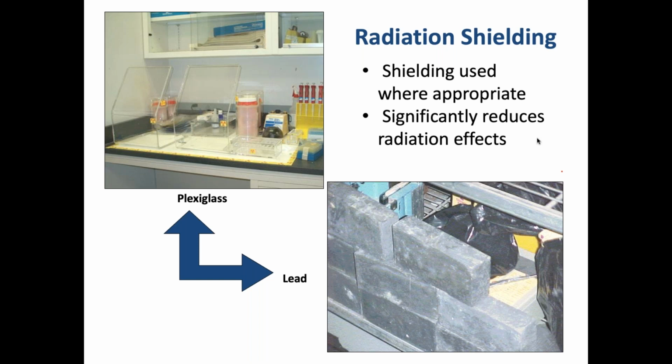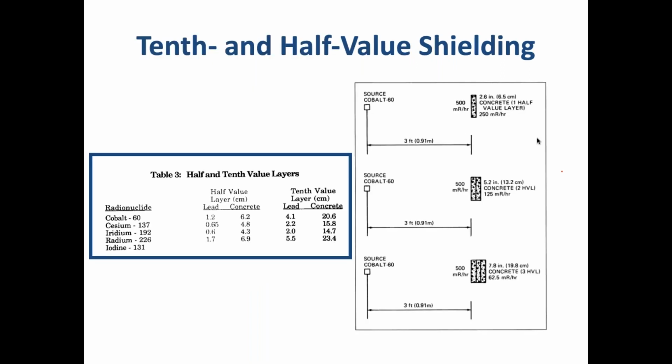That may be for gamma radiation, for X-rays, and so on. That might be inside of a wall or something like that. It might be temporary. So how can you evaluate how much shielding you need? We have tables for that.